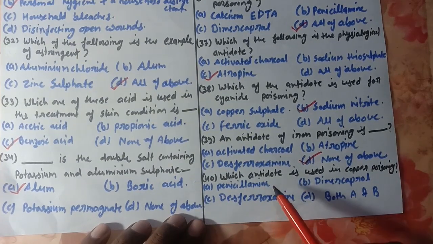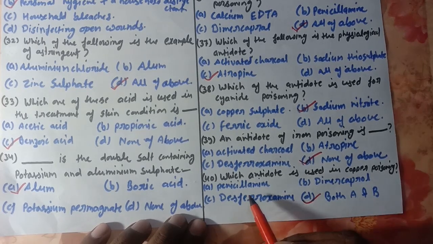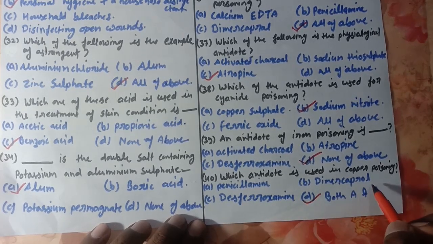Question number 40. Which antidote is used in copper poisoning? Option A, penicillamine; option B, dimercaprol; option C, desferoxamine; option D, both A and B. So the answer is D, both A and B, penicillamine and dimercaprol.